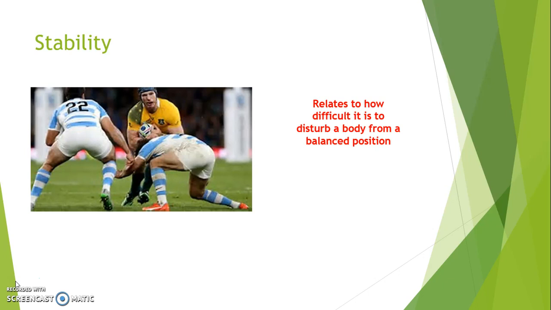An example of a sport that needs good stability is rugby, so the players don't get knocked over. For a rugby player to increase their stability, they lower their centre of mass and increase the width of their base of support.